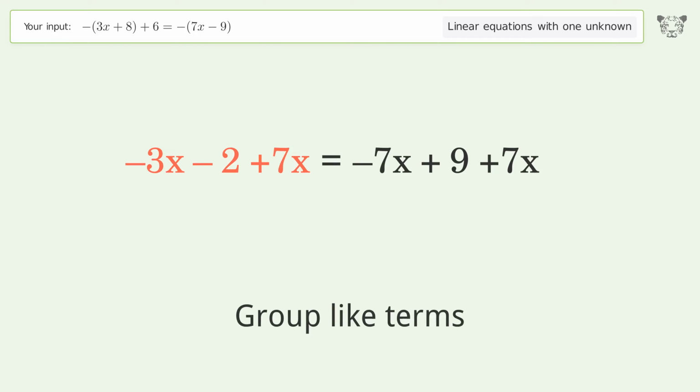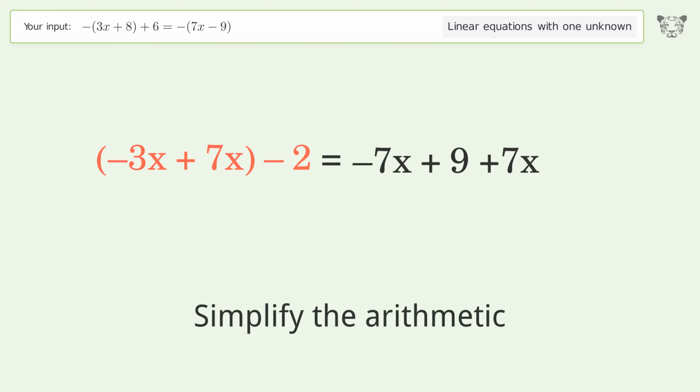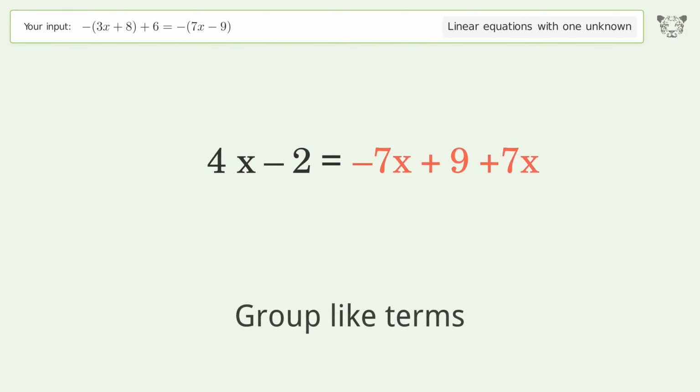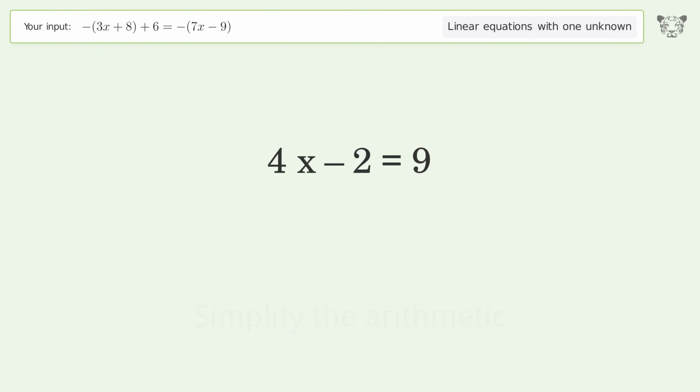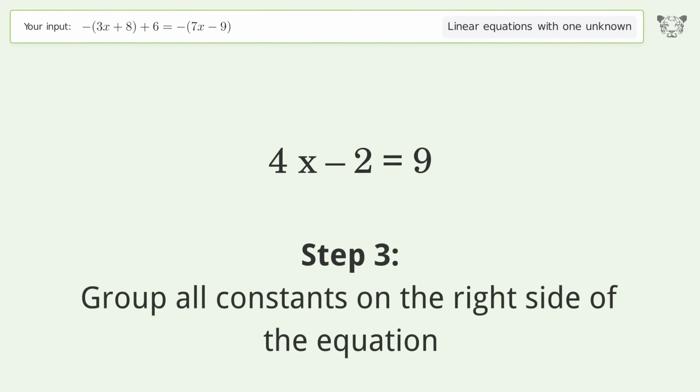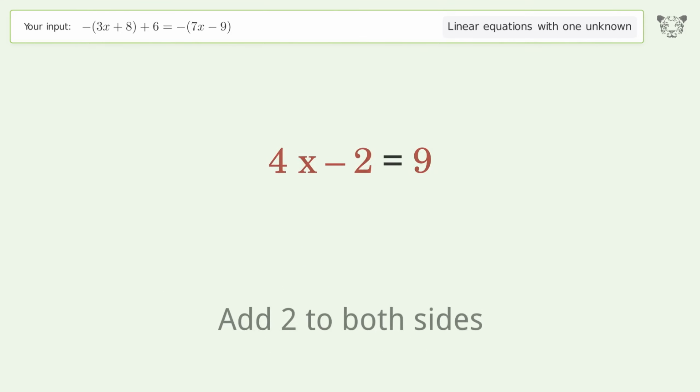Group like terms. Simplify the arithmetic. Group like terms. Simplify the arithmetic. Group all constants on the right side of the equation. Add 2 to both sides.